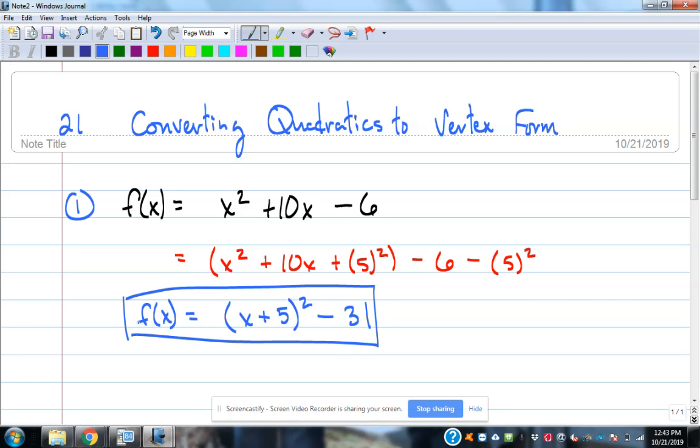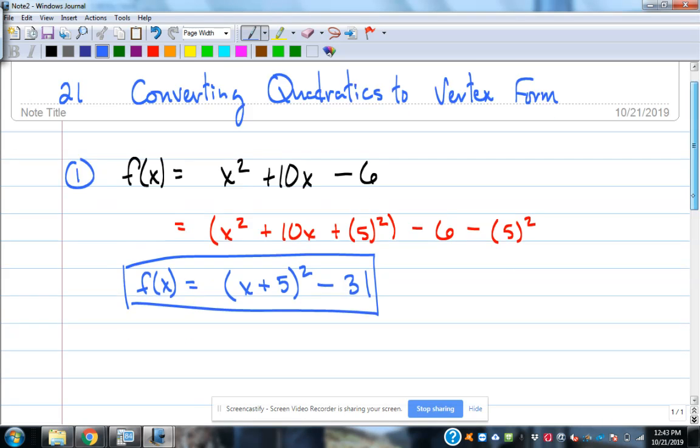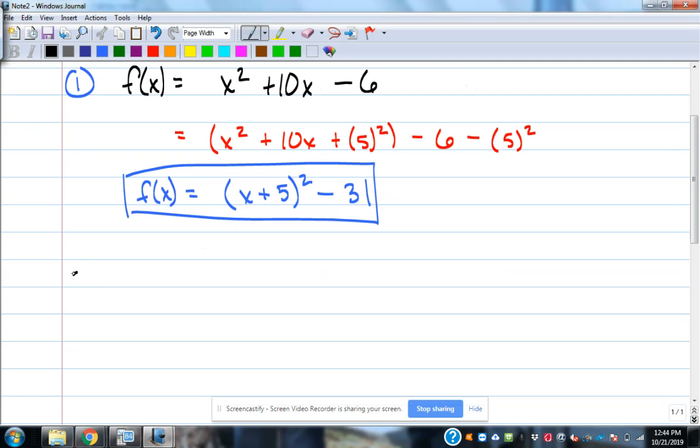It takes a little practice. We're going to do some practice at this, but it just takes a little practice to get there. Again, you're always going to add on the inside, subtract on the outside with that half of b squared. Let's look at one that has a number in the front. So f of x is equal to 3x squared minus 12x plus 7. So there's the original problem. I'm going to separate it.